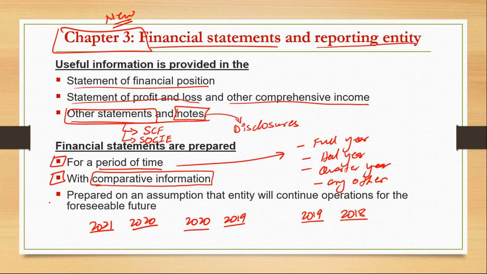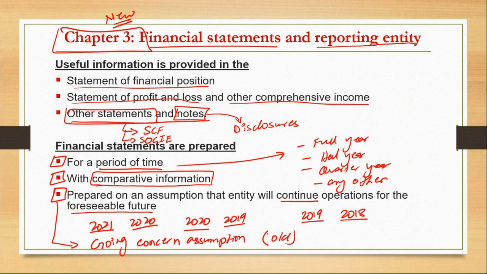And then there is an assumption that the financial statements will be prepared on the assumption that the entity will continue operations for the foreseeable future. By this, we mean the going concern assumption. This is the only thing which was there in the old framework. Everything else is completely new in the new framework.